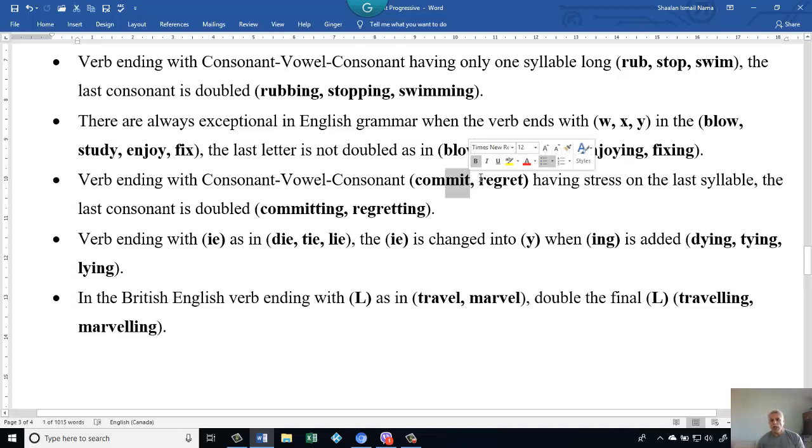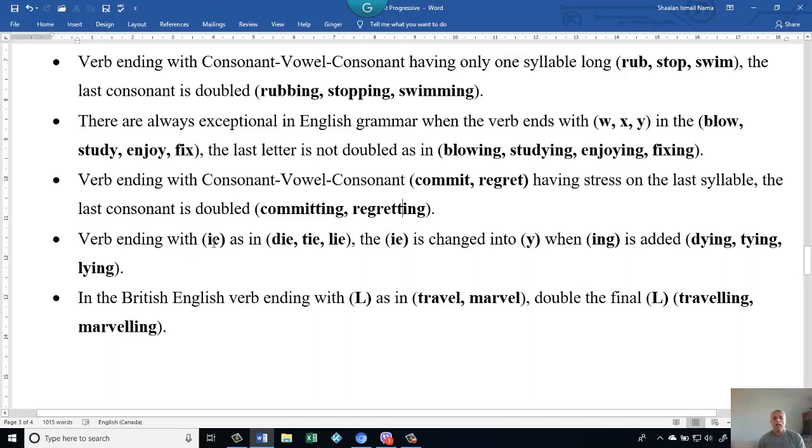This here is also, you see, regret. We increase our sound here, put stress on the last part. Here the last consonant is doubled. For example, you could say committing and regretting. The other reason here, the last T, if we look here, this T we double it again. And also here, the T in regret, we double it.